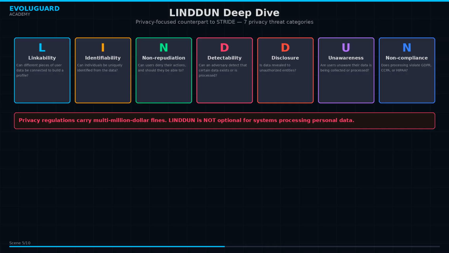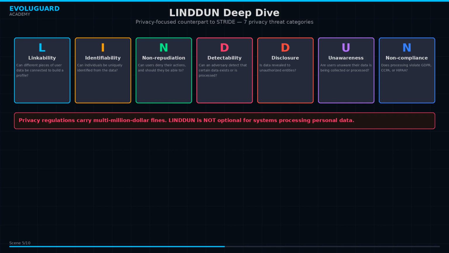LINDDUN is the privacy-focused counterpart to STRIDE. L. Linkability. Can different pieces of user data be connected to build a profile? I. Identifiability. Can individuals be uniquely identified from the data? N. Non-repudiation. Can users deny their actions, and should they be able to? D. Detectability. Can an adversary detect that certain data exists or is being processed?